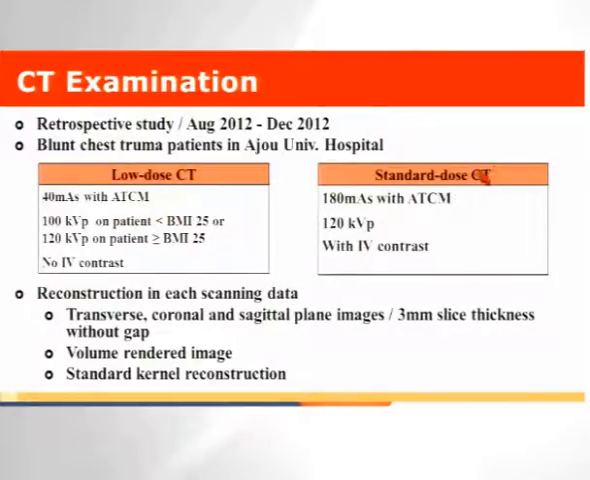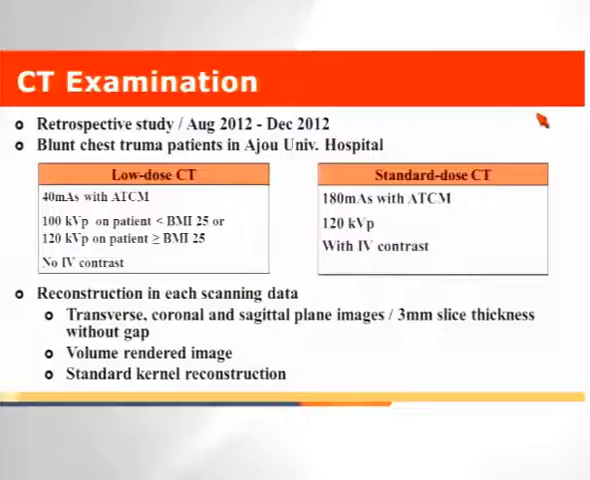From August 2012 to December 2012, we searched the patients who had blunt chest trauma in Aju University Hospital. All patients underwent pre-contrast low-dose CT scan and standard dose CT using intravenous contrast agent. On the low-dose CT scan, tube current was 40 milliampere second and tube voltage was 100 or 120 kilovolts peak according to patient BMI.